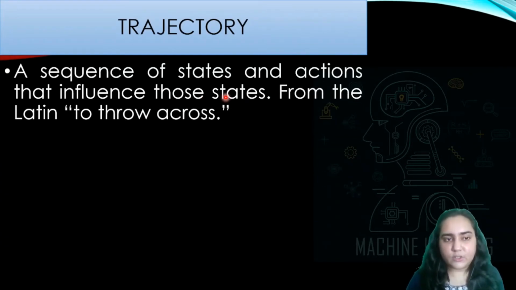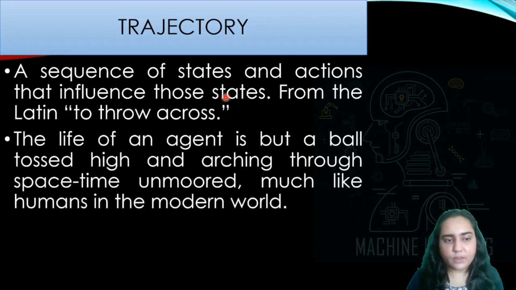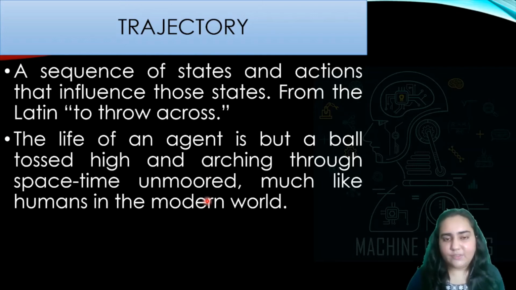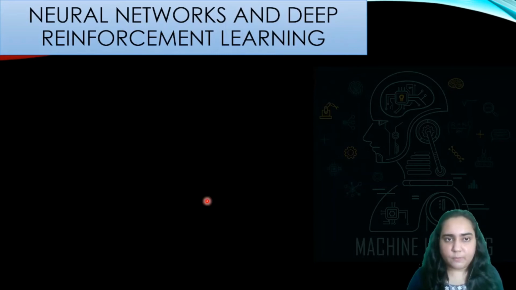The next thing is trajectory. So a sequence of states and actions that influence those states. The word trajectory comes from some Latin word that means to throw across. The life of an agent is but a ball tossed high and arcing through space-time unmoored, much like humans in the modern world. That's why when we talk about trajectory, it is some type of a sequence of states. You can have this sequence and maybe create a sort of a line showing what is happening at each state to the agent. That would be trajectory.